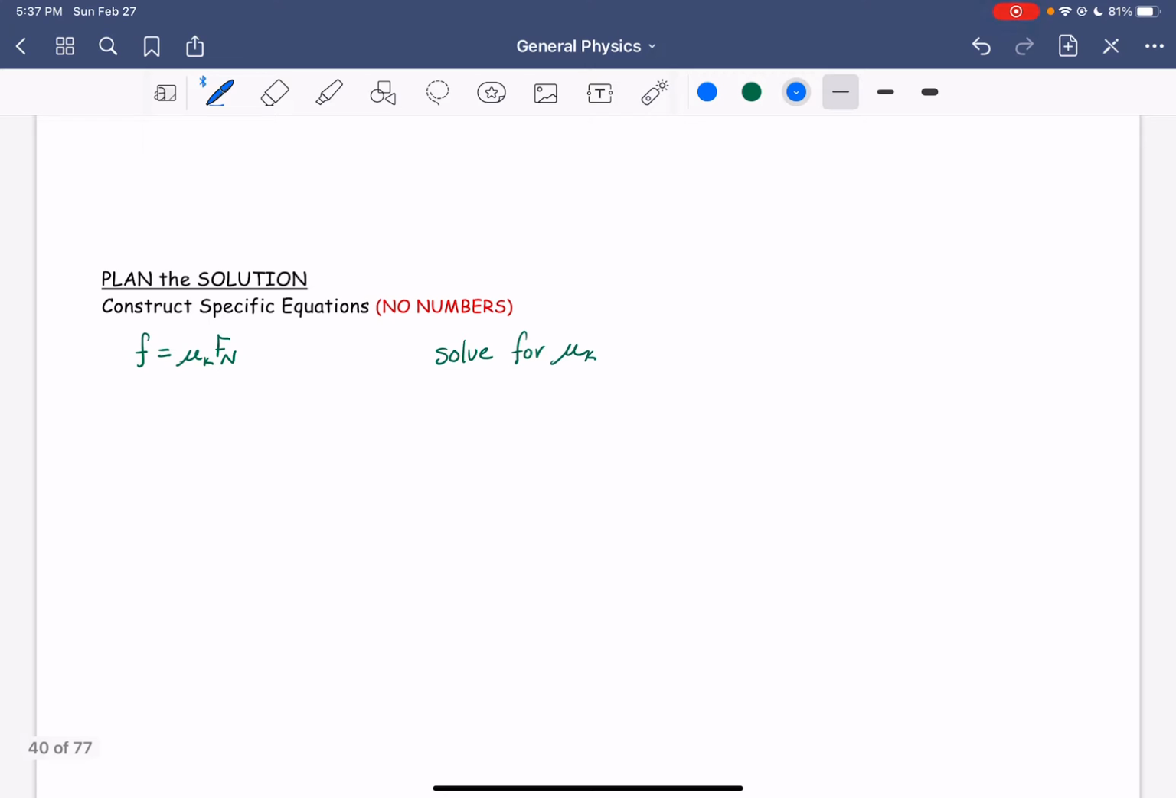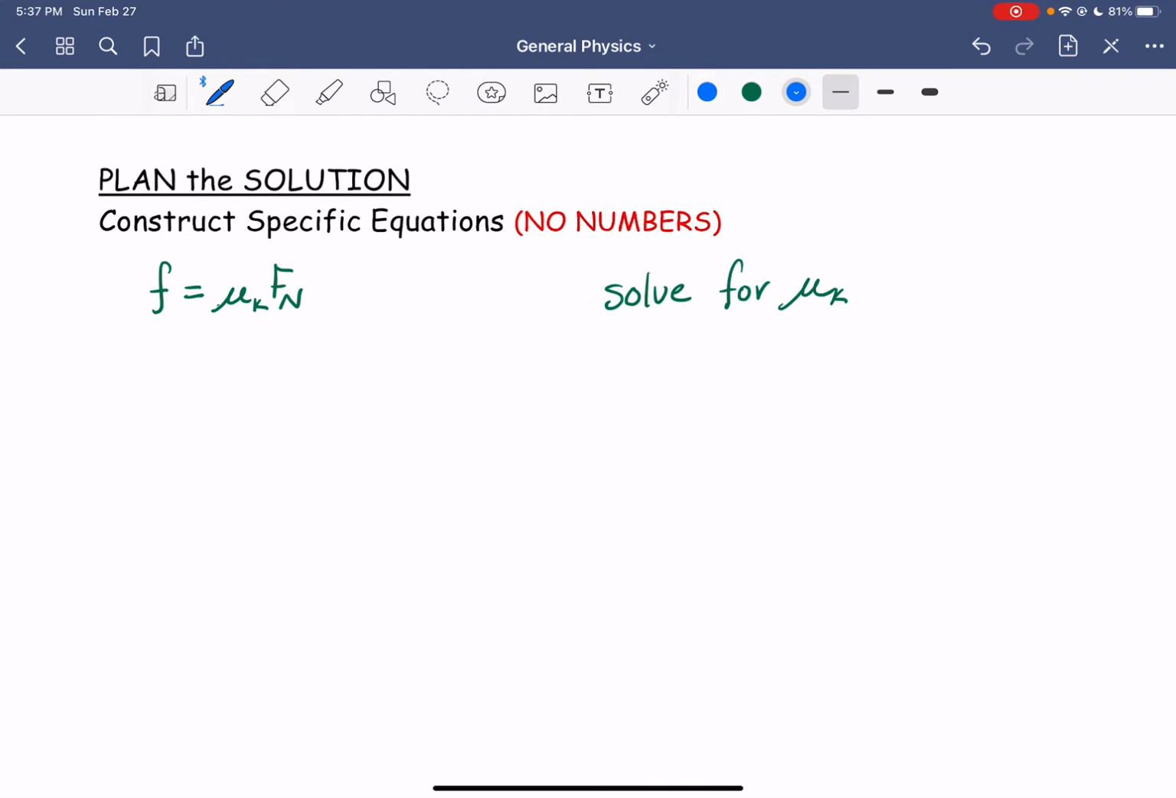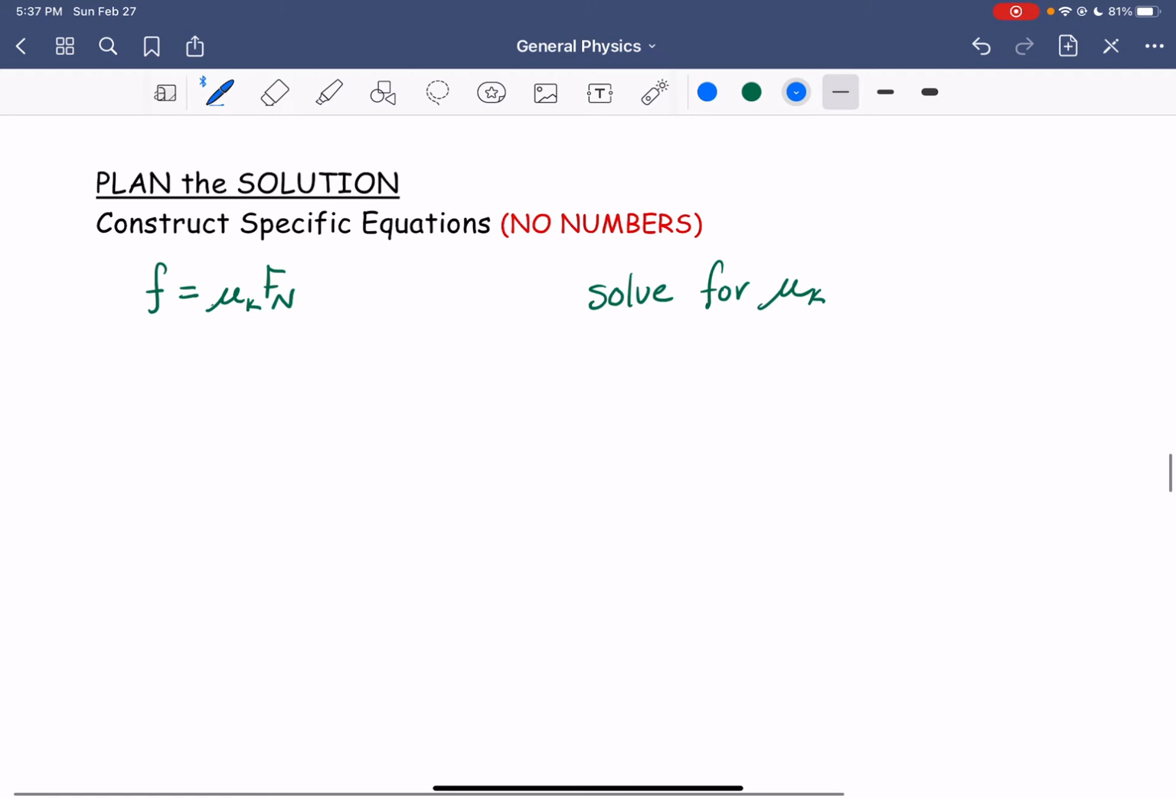Next, I want to plan the solution. Again, when I plan the solution, I do not include numbers. This is just the equations. So I start with the one from my relationship, and I'm going to go ahead and solve that for mu. Okay, so if I can solve this one, I'm finished. But what I realize is that I don't know the frictional force, neither do I know the normal force.